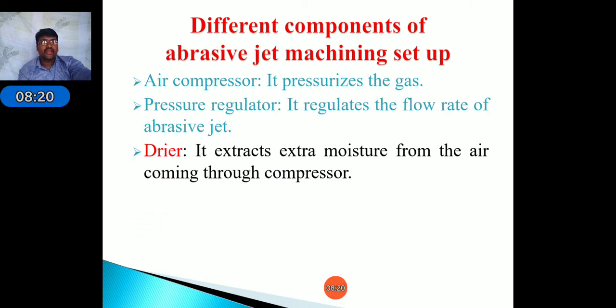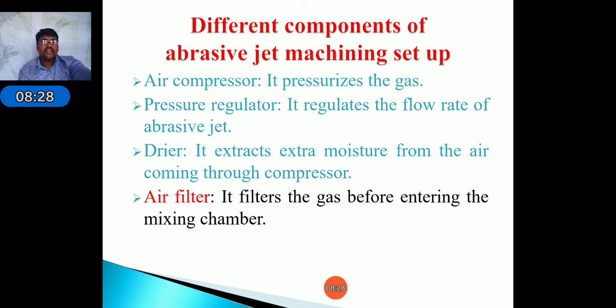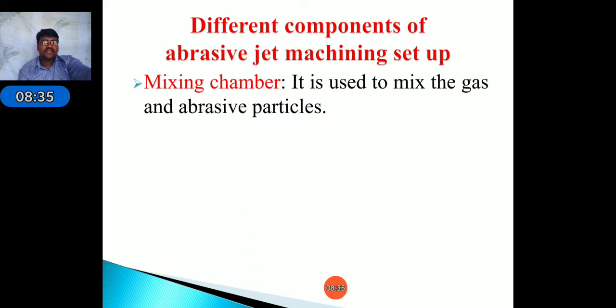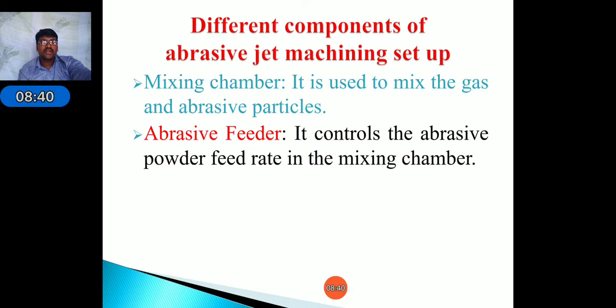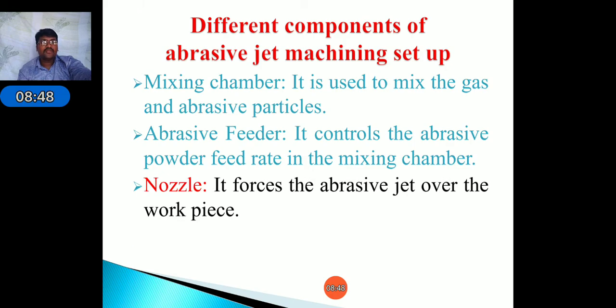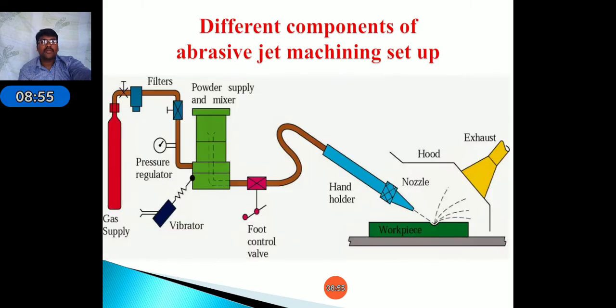Next, dryer. It extracts extra moisture from the air coming from the compressor. Next, air filter. It filters the gas before entering the mixing chamber. Next, mixing chamber. It is used to mix the gas and abrasive particles. Abrasive feeder. It controls the abrasive powder feed rate in the mixing chamber. Nozzle. It forces the abrasive jet over the workpiece. These are the different components used in abrasive jet machining.